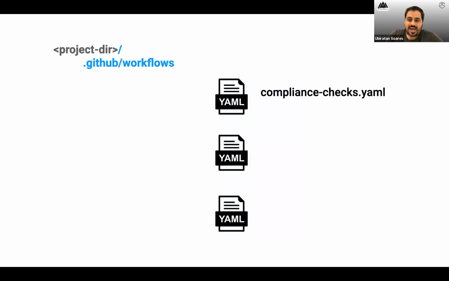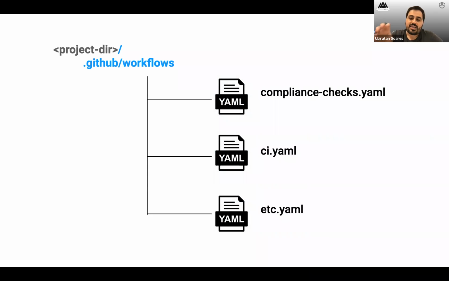Interesting part here is that a workflow is defined inside a YAML file. Particularly, all the workflow files should live inside this .github/workflows directory in your root project, and we can have as many of them as we want, right? So in general, it's a good idea to split responsibilities between workflows, so the pipelines become easier to change and also easier to maintain, right?